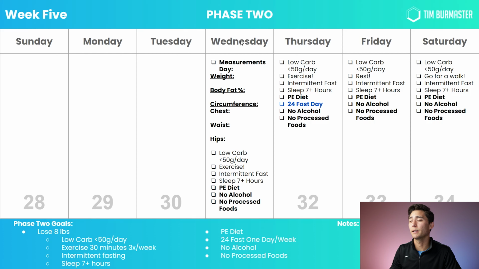So now our first day of phase 2 is Wednesday. So we've done all our measurements. We've gone through the entire day. And then Thursday, this is where we do our 24-hour fast. And then the rest of the week, we are just following that same intermittent fasting plan. Now, following this week 5, 6, 7, 8, 9, it's going to be very similar to phase 1, month 1.